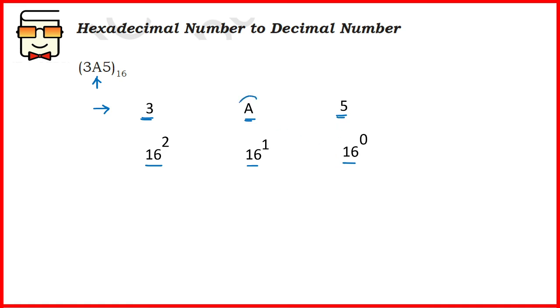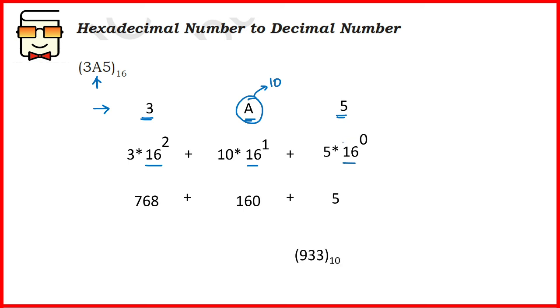Now in case of A, the value of A is 10 in decimal. So you will be multiplying by 10. Okay. 3 multiplied by 16 to the power 2, 10 multiplied by 16, and 5 into 16 raised to power 0. So when you add all these and simplify it, you will be getting the final answer as 933 in decimal.